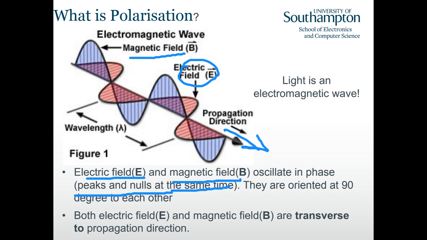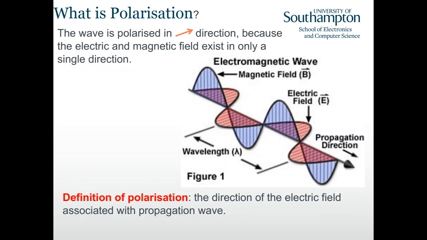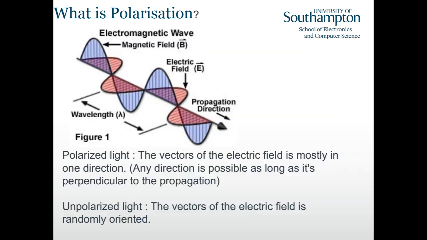So what is polarization? Basically, we have the direction of the electric field and the direction of the magnetic field. If we define for all the components in a light, for all the wave components, if we align their direction of the electric field, so all of them share the same direction, then we call it polarized light. If it's random, then it's unpolarized light.